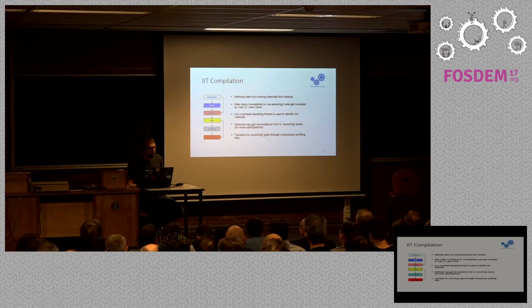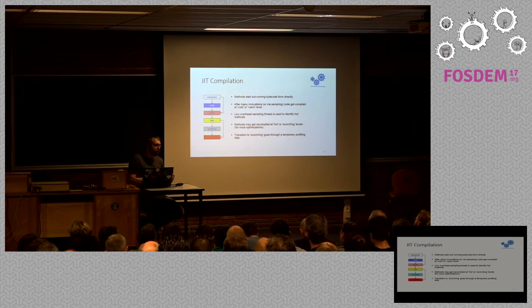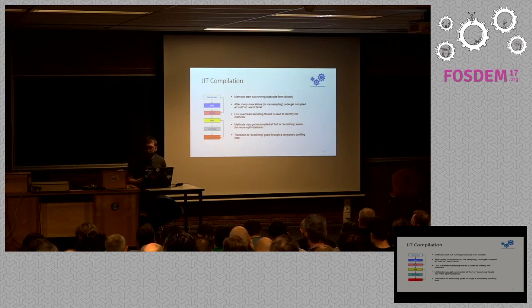You start off with cold, warm, hot, and go to scorching. There is a profiling phase in the middle, which is generated just to gather more data to be able to do the very heavyweight scorching pass. Once a method reaches scorching, it won't be recompiled again. That's as much as we believe we can do for it, so that's the end of where it'll be compiled.